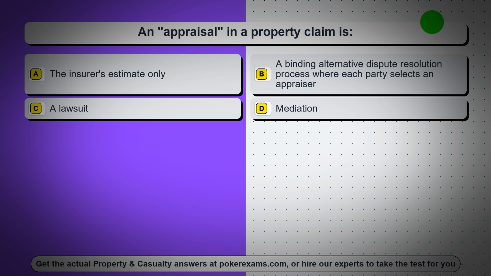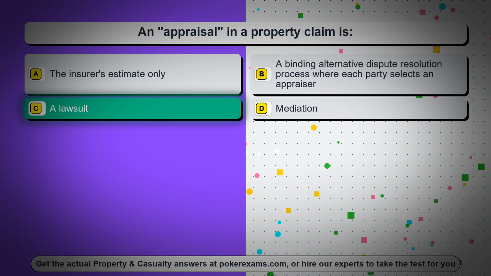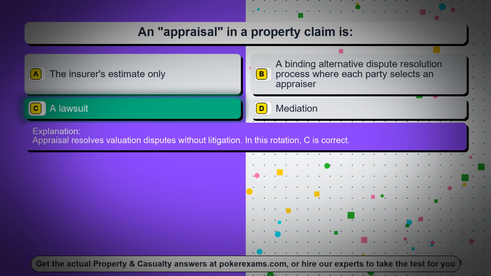Question 65. An appraisal in a property claim is. Option A. The insurer's estimate only. Option B. A binding alternative dispute resolution process where each party selects an appraiser. Option C. A lawsuit. Option D. Mediation. The correct answer is option C. A lawsuit. Appraisal resolves valuation disputes without litigation. In this rotation, C is correct.